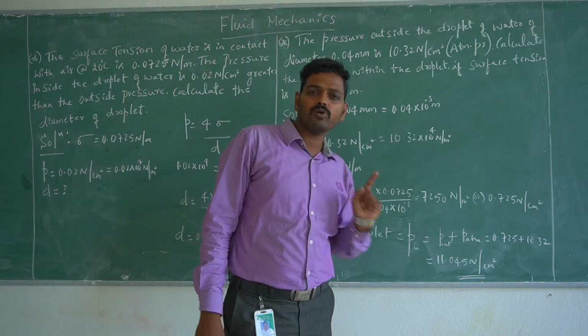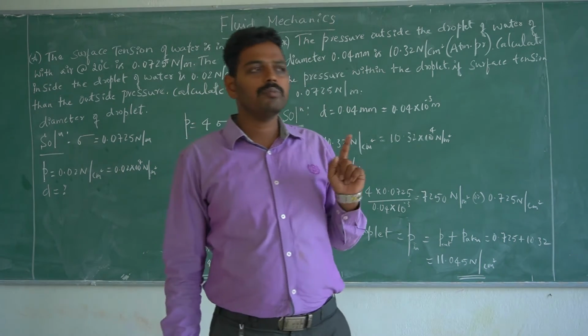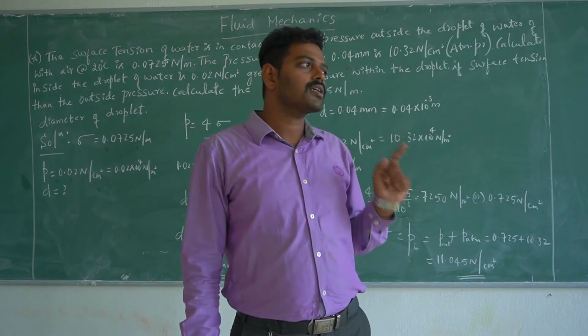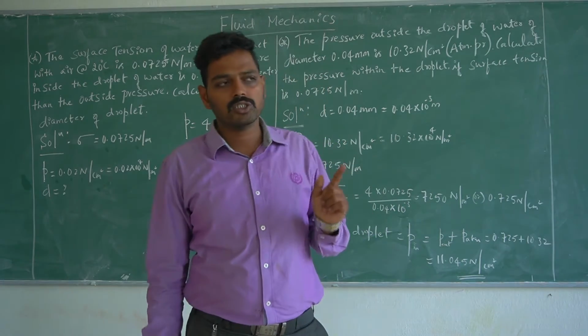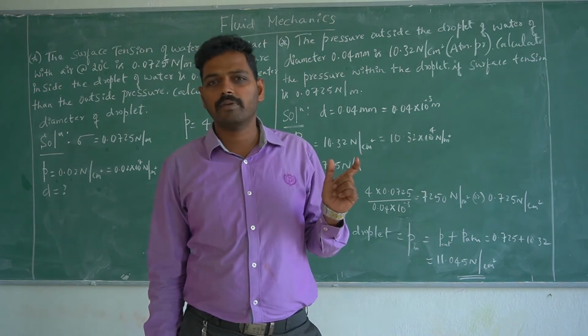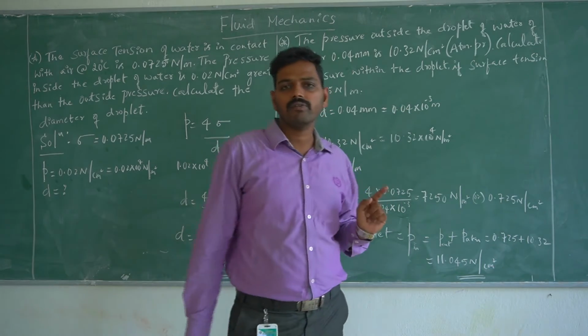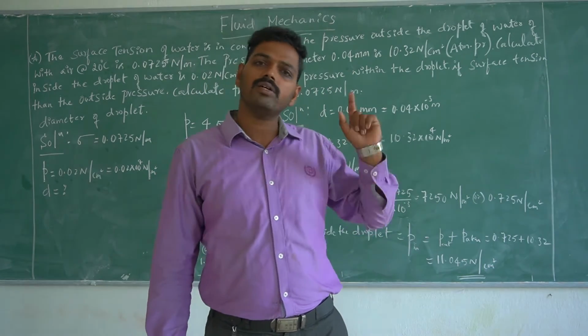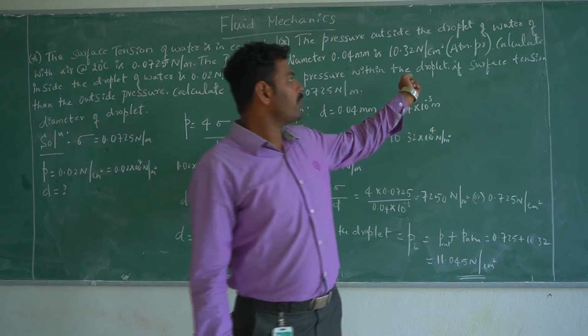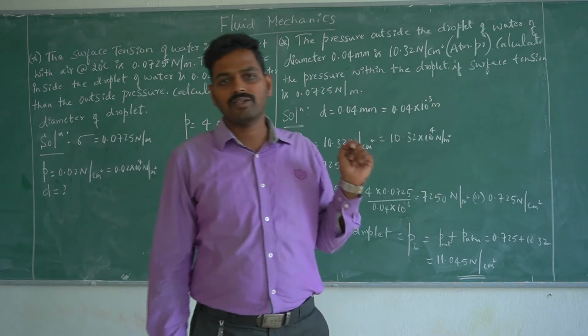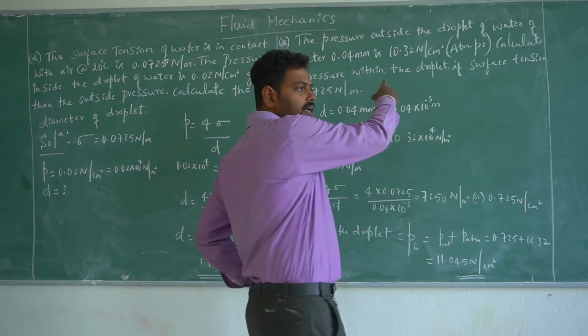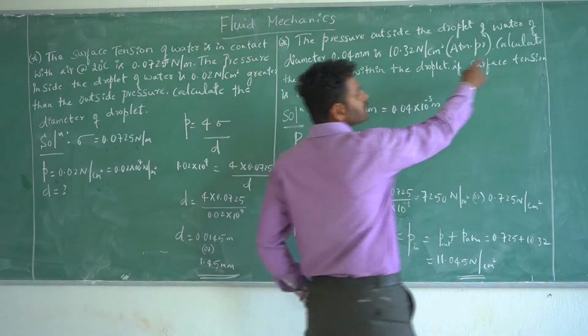And one more important thing to remember: when the numerical is given, sometimes in surface tension they are going to mention to consider the atmospheric pressure. Then if the value is given, you can note that down. If it is not given, then you have to assume that the value is 10.32 Newton per centimeter square. Okay, this is the standard value of atmospheric pressure.